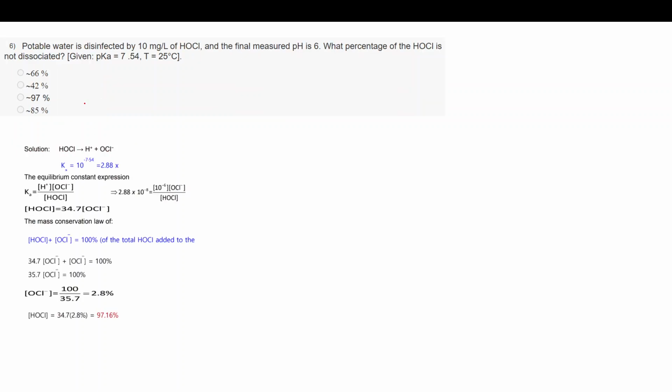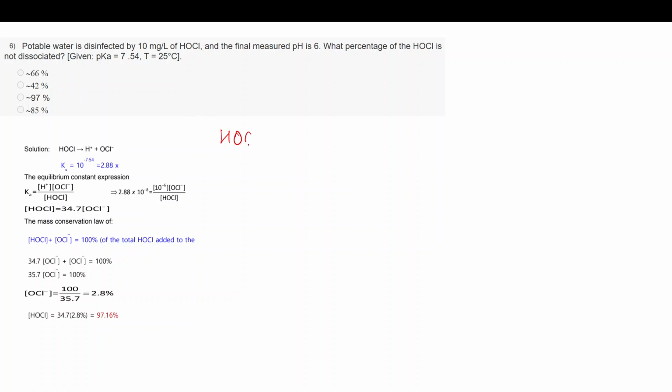So the next question is a numerical which says potable water is disinfected by 10 milligrams of HOCl and the final pH measured is 6. What percentage of HOCl is not dissociated? So let's look into solving this question.